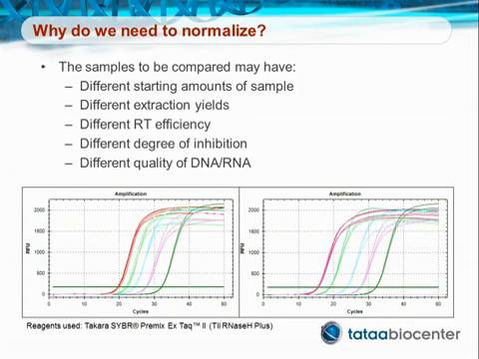Well, there may be several reasons. For example, different samples may contain different starting amounts. You may have different extraction yields for the different samples. The reverse transcription efficiency may be different for different samples. The degree of inhibition may differ between samples, and the degree of degradation of the DNA or RNA may be different for different samples.